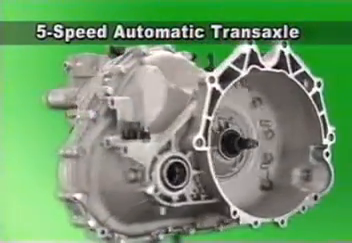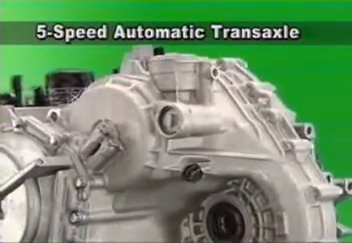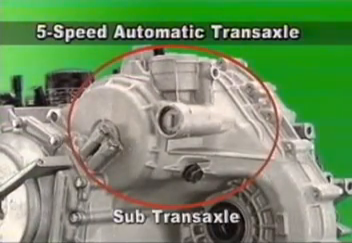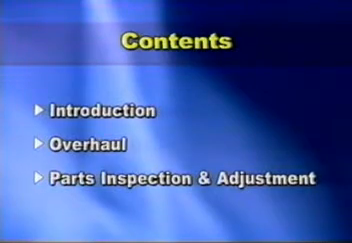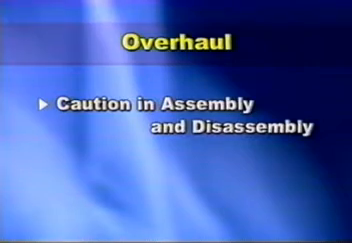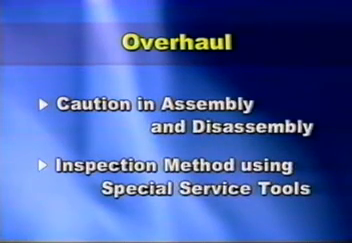In 5-speed Hivec automatic transaxle, fifth speed can be generated by the sub-transaxle. The power flow is identical with the 4-speed automatic transaxle. Next is the explanation for the overhaul. In this chapter, caution in assembly and disassembly and inspection method using special service tools are explained.